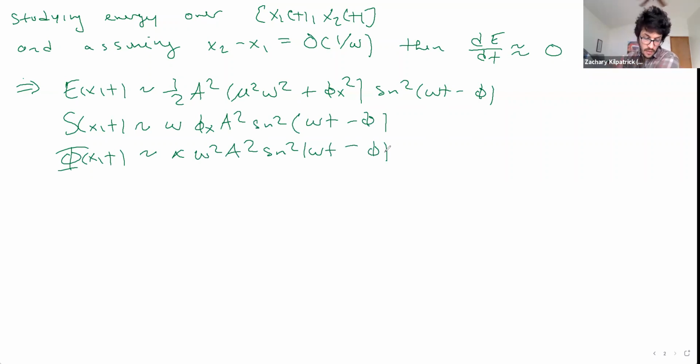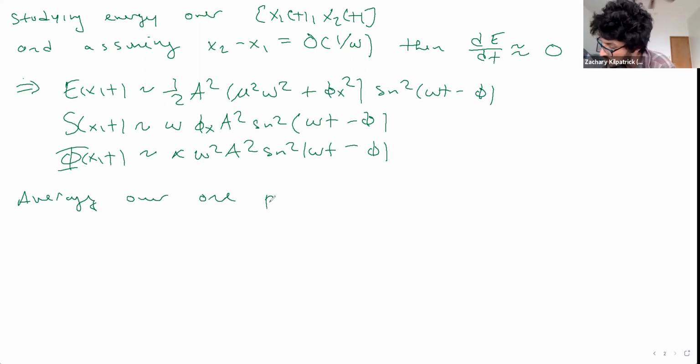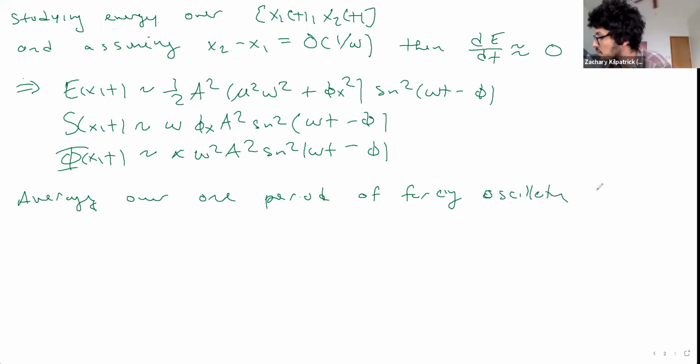so averaging over one period of our forcing oscillation. Okay, so remember that our forcing term, right, is cosine of omega t. So one period would be 2 pi over omega.